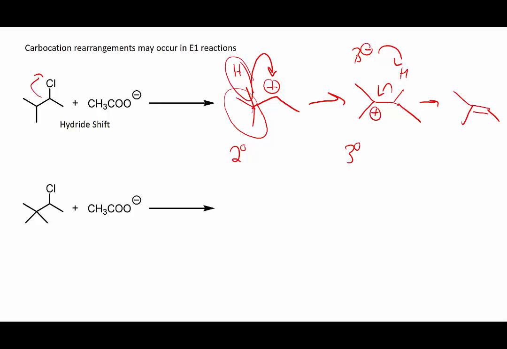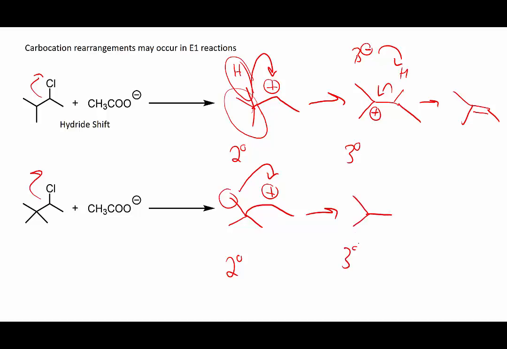We have an example here where we can also have a methyl shift. Again, we're going to remove the leaving group, generating a carbocation. In this case, just like before, we have a secondary substrate, which is not as stable as a potential tertiary substrate, but we don't have a hydrogen that can move. Instead, we're going to take this methyl group, it will shift, and we will generate the same carbocation.